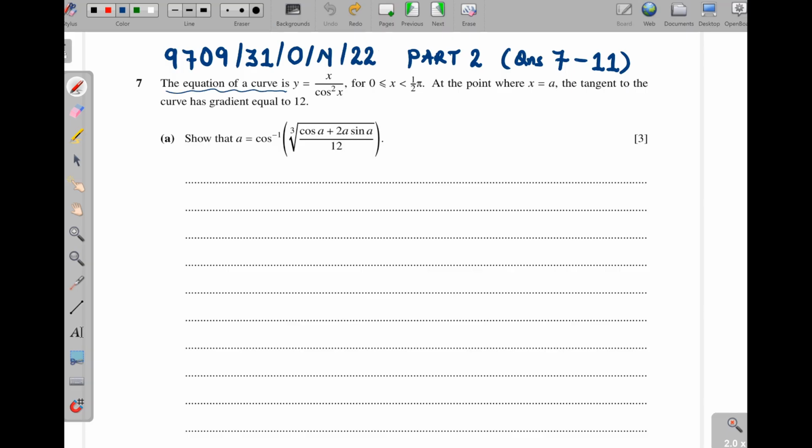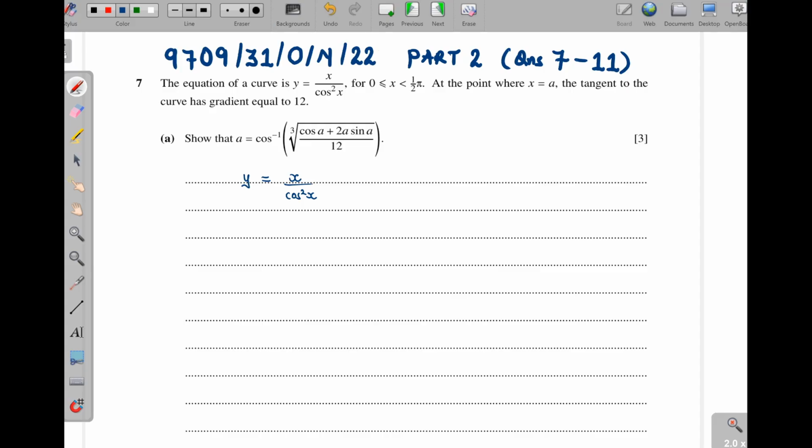The equation of a curve is y is equal to x out of the cos squared of x for x ranging from 0 to 90 degrees, that is in the first quadrant. At the point where x is equal to a, the tangent to the curve has this gradient which is equal to 12. Show that a is this. Okay, now we need to differentiate this. Our y is equal to x, then out of the cos squared of x.